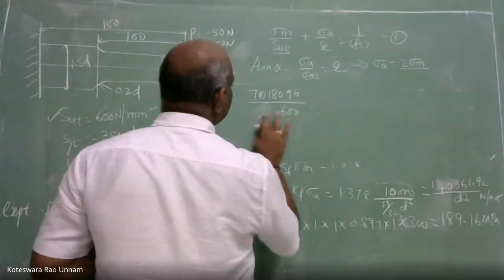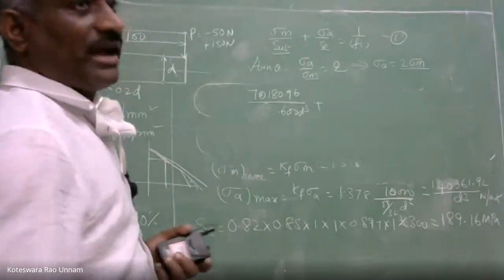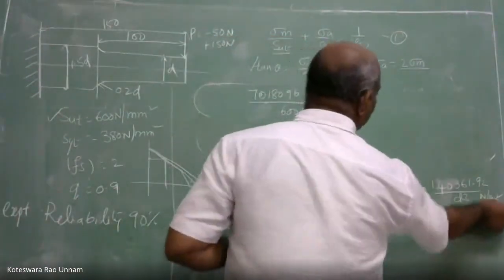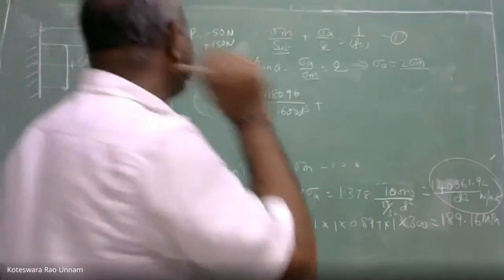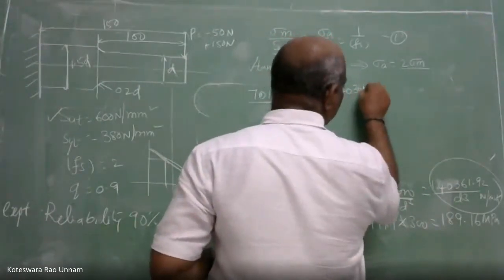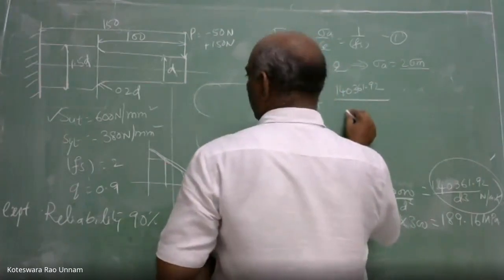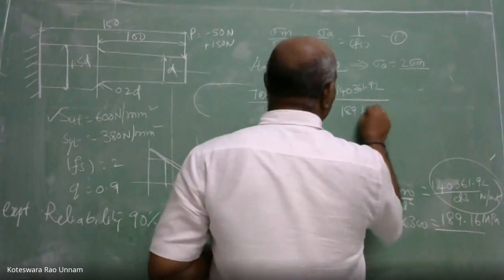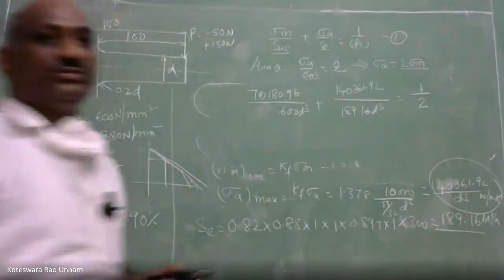600 D cube, I'll write like this: 600 D cube plus 2 sigma A. In place of sigma M, you need to substitute 2 sigma M. That is nothing but 2 into sigma M, which is 70, nothing but the same value only. This one only you are going to get. That is 140361.92 divided by your SC. We computed SC as 189.16. D cube is equal to 1 by FS, factor of safety is 2.